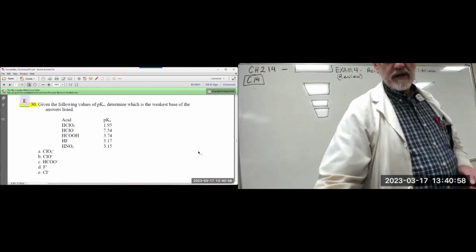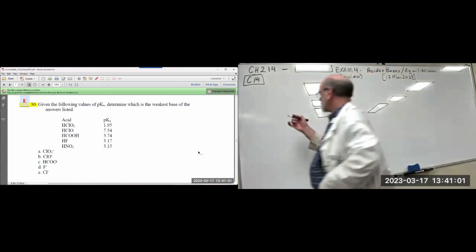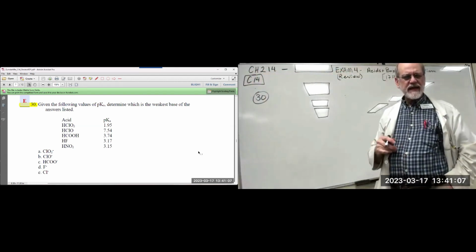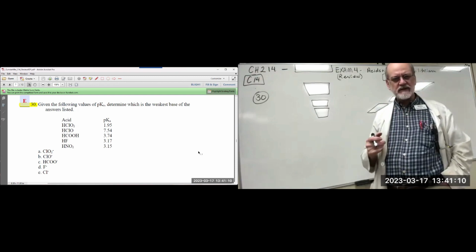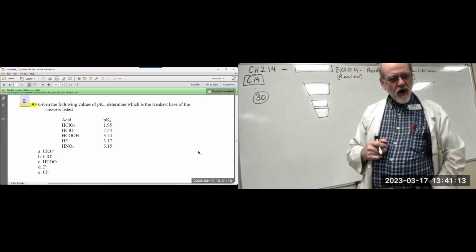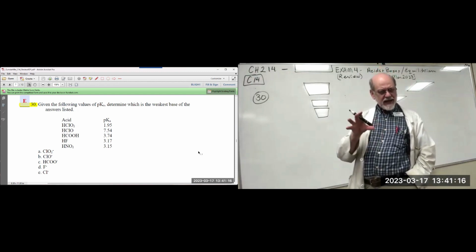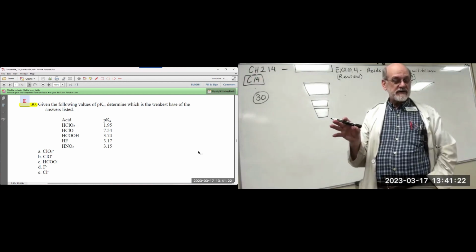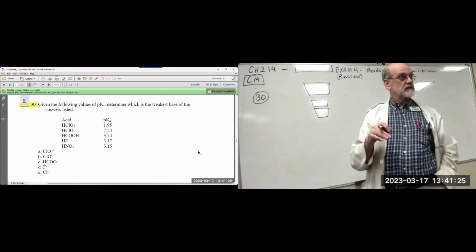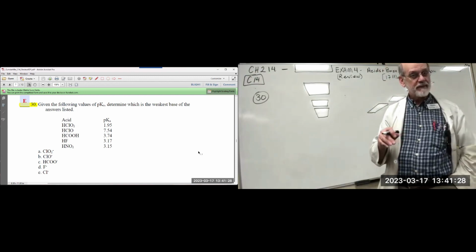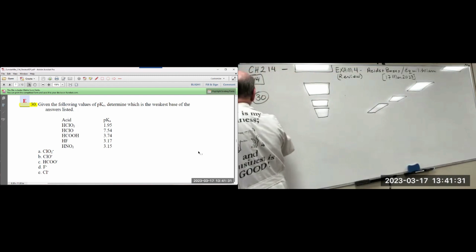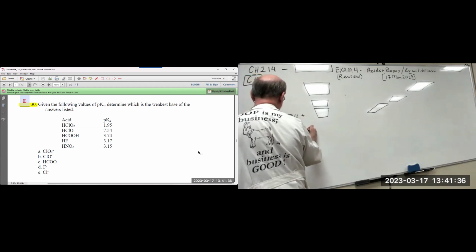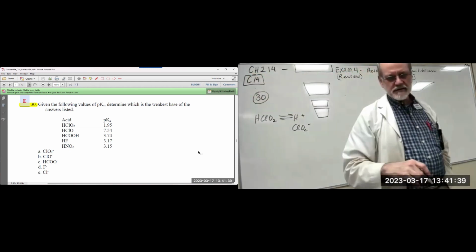How about 30? Given the following values of pKa, determine which is the weakest base of the answers listed. Those are all pKa's. Those are all acids. So the weakest base is going to be from the strongest acid. The strongest acid is HClO2 out of that group, 1.95 pKa. HClO2 is going to produce H plus and ClO2 minus.